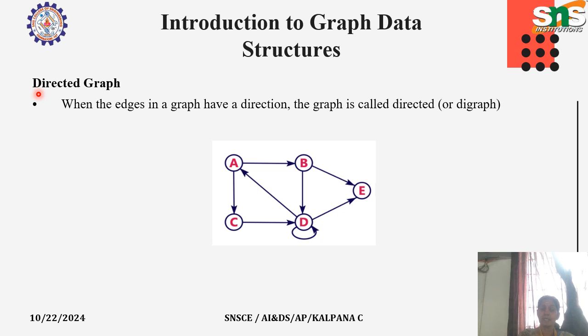Next is the directed graph. When I say directed graph, the edges in the graph are mentioned with directions: A to B, B to D, B to E, D to E. There is no edge from E to D, right? There is no direction. So in directed graphs, edges are represented with arrows, directions. We otherwise call it a digraph.